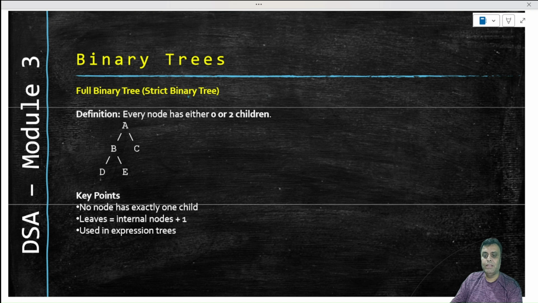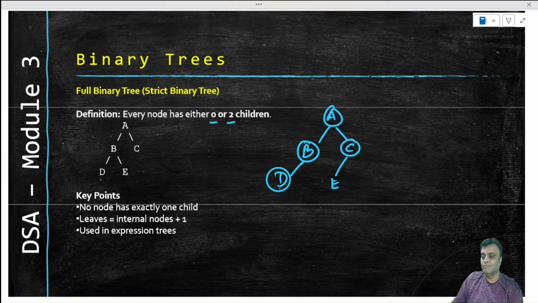Now the first is the full binary tree. A full binary tree is also called a strict binary tree. Every node will have 0 or 2 children. There is nothing called 1. So you cannot have a tree like this: A, B, then we have C, and then we have D, and here we have, let's say, E.